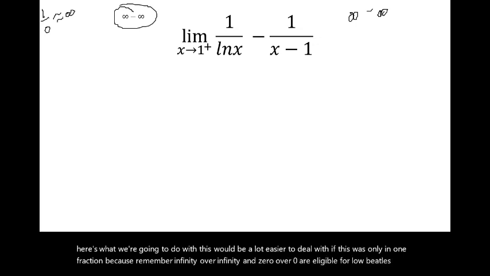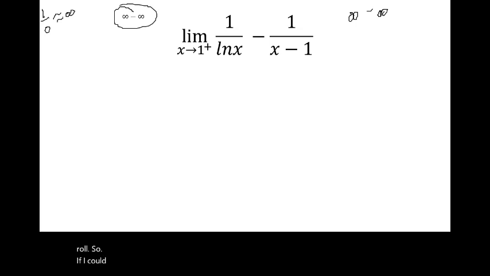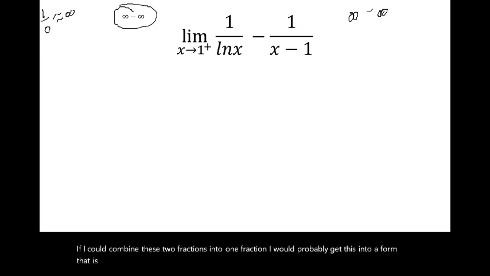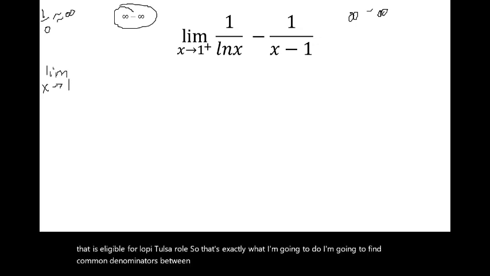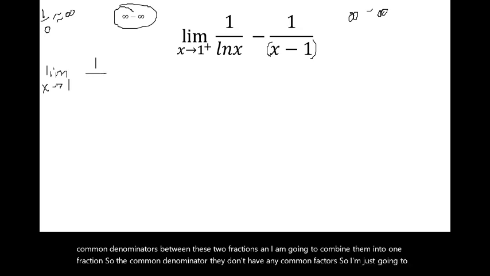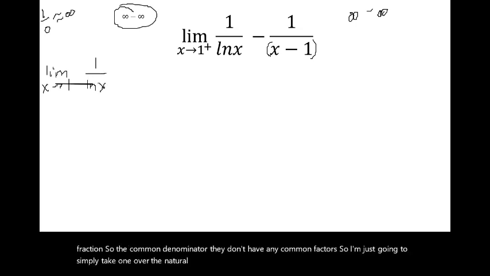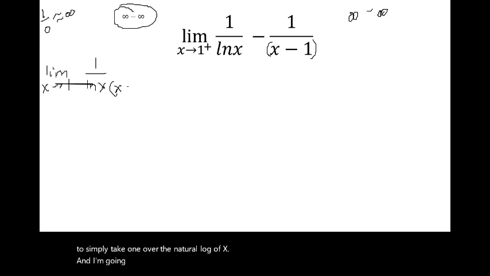So if I could combine these two fractions into one fraction, I would probably get this into a form that is eligible for L'Hopital's rule. So that's exactly what I'm going to do. I'm going to find common denominators between these two fractions, and I am going to combine them into one fraction. The two denominators don't have any common factors, so I'm just going to simply take 1 over the natural log of x, and I'm going to multiply both the top and the bottom by the other fraction's denominator, x minus 1.